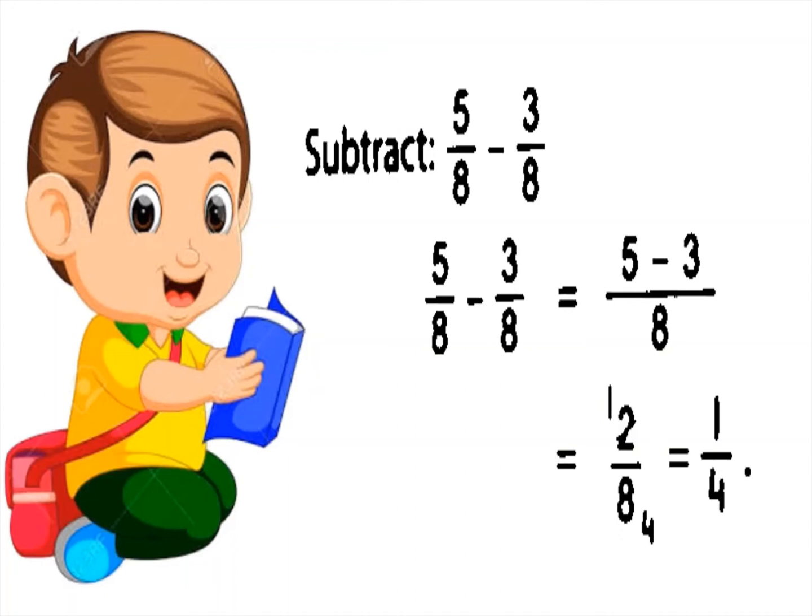Yes, 2 upon 8 can be reduced, so we need to write the answer in the lowest form. And for the lowest form, 2 and 8 both come in the table of 2. So we shall cut: 2 ones are 2 and 2 fours are 8. And in the answer we will get 1 upon 4. Remember that this is compulsory. If we get an answer that can be turned to the lowest fraction or to a mixed fraction, we need to convert that.